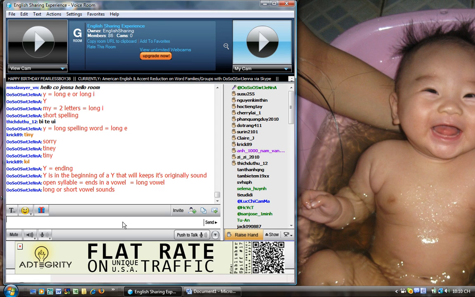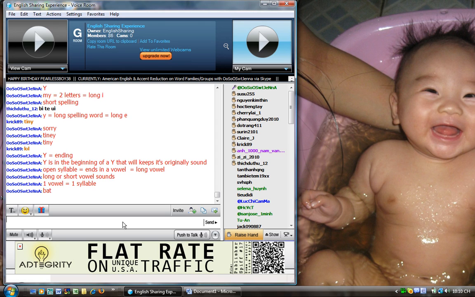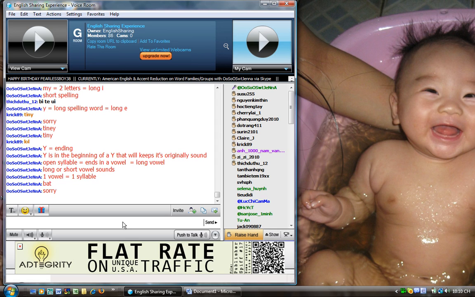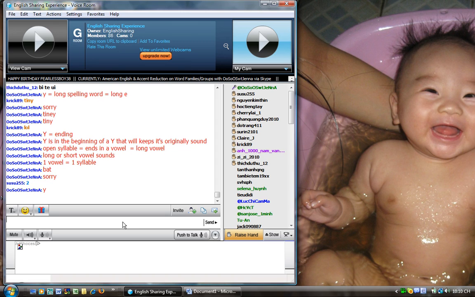Now, how do you know how many syllables are in a word? Well, that's easy. The clue is how many vowels are in the word, that's how many syllables it has. If you have one vowel, that means it's one syllable, right? For example, bat. There's only one vowel, so there's only one syllable, correct? How many vowels do you have in this word? You have two vowels, the a, the o and the y, right? So if there are two vowels, there are two syllables.